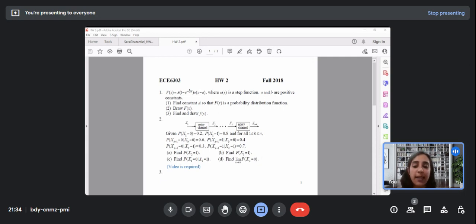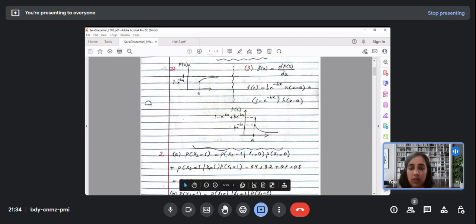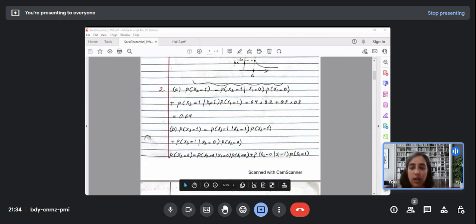In part A, we want to find the probability of x2 equal to 1. Based on the Bayes rule, we can write it like this. We can make it a conditional probability over the space of x1, and we should include the two values and two events that can happen to x1.